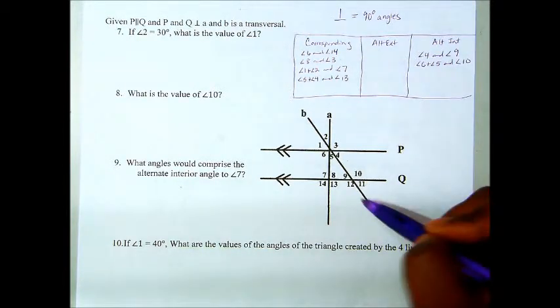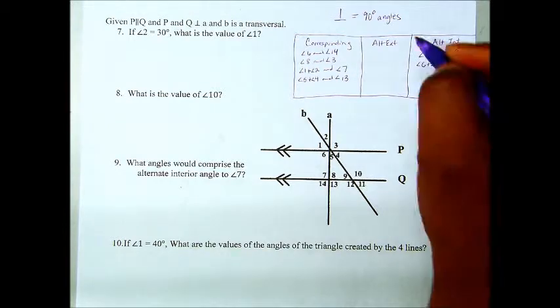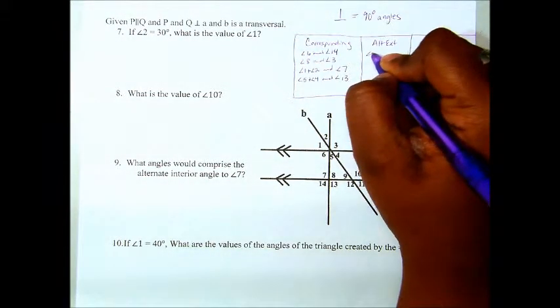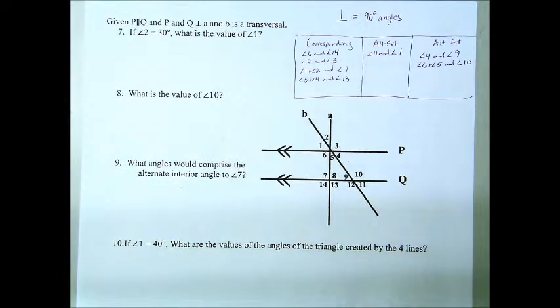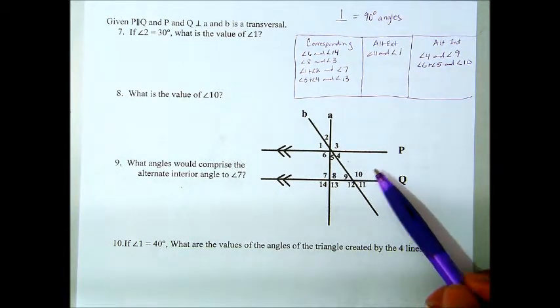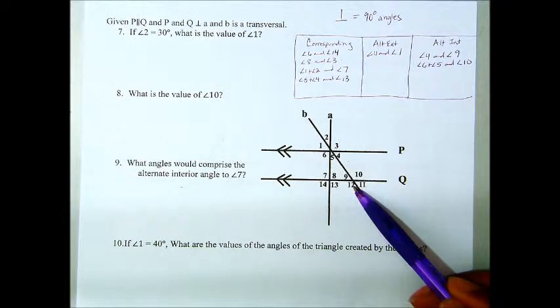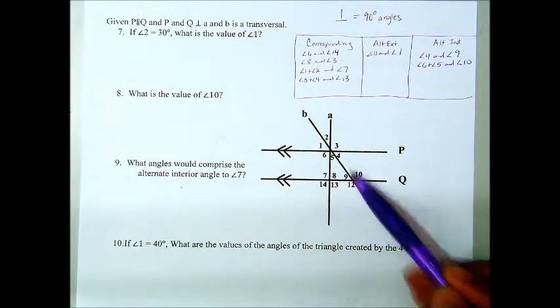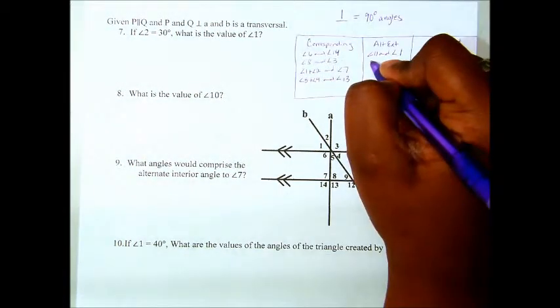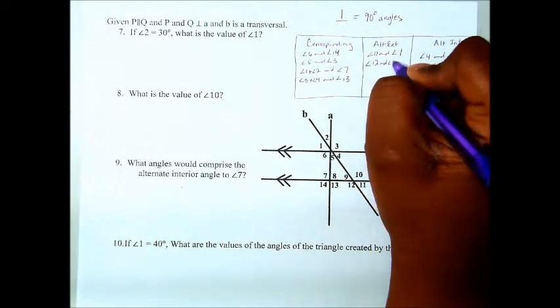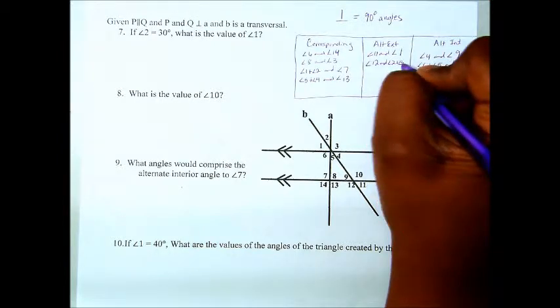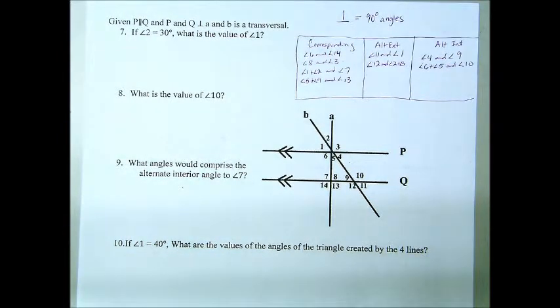Yep. So angle 11 and angle 1 are going to go together. And angle 12 and angle 2 plus 3 are going to go together. All right, so now I should be able to figure out all my angles.